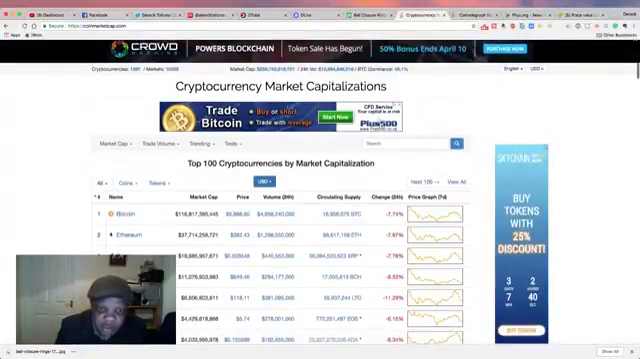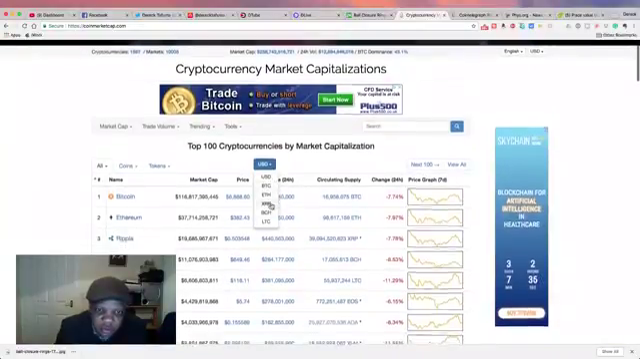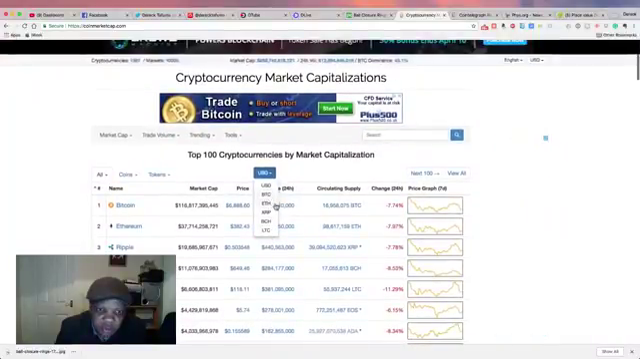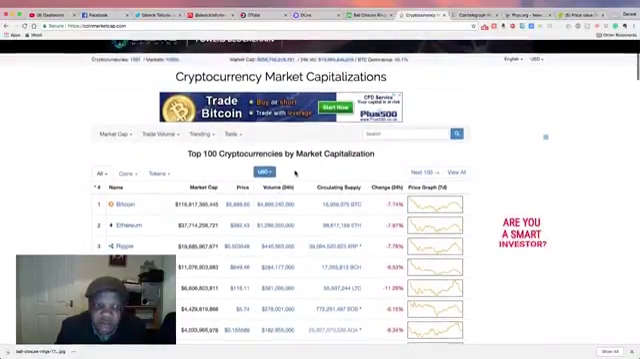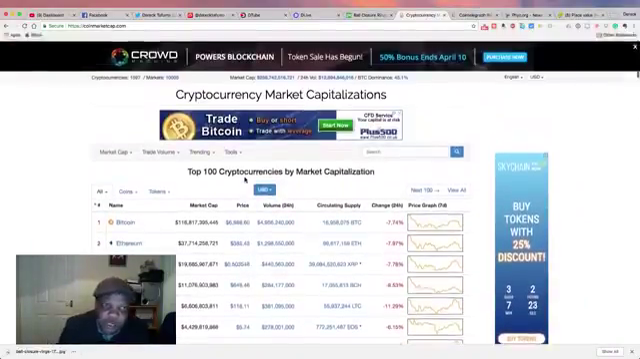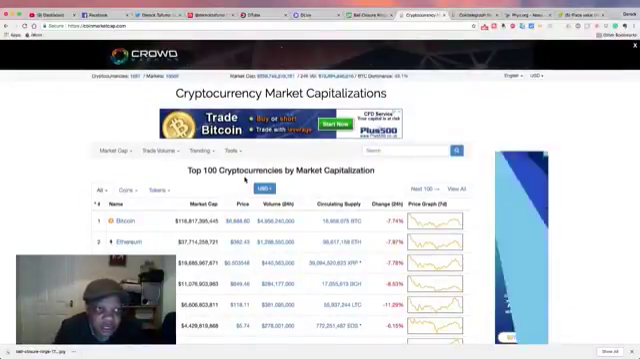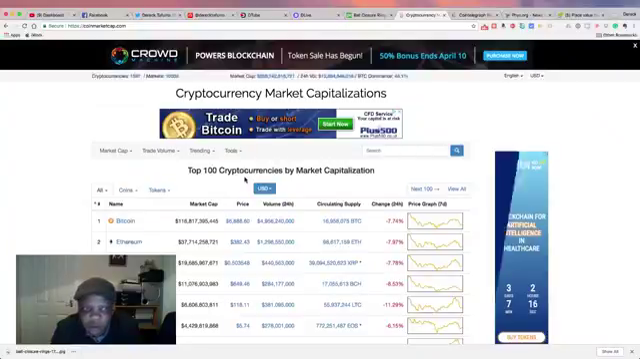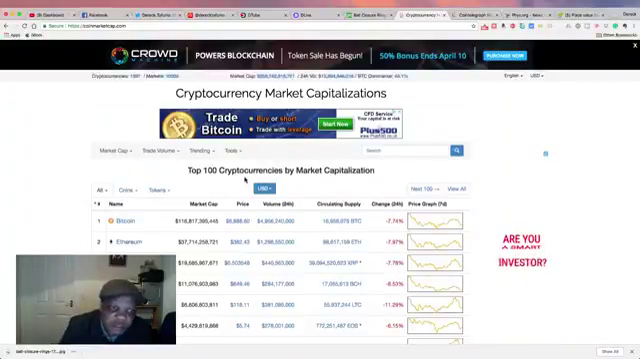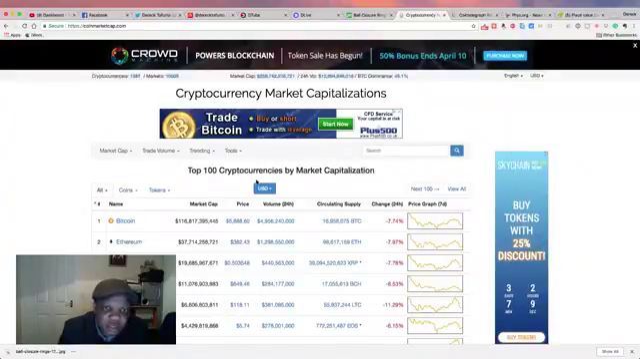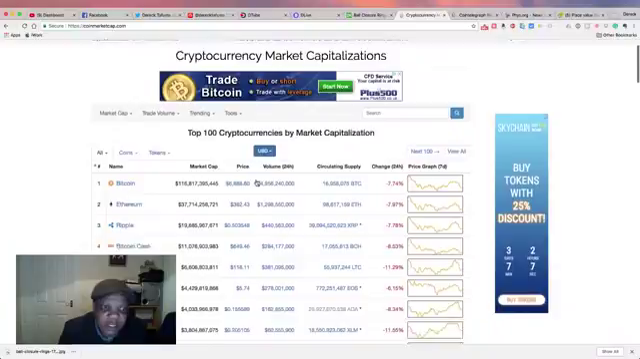Okay, I'm just going to change this currency. It looks like it's only in USD and Bitcoin, Ethereum, so I'm just going to leave it in US dollars. Okay, so I've got a website here called CoinMarketCap.com, and this is the place where you can find all of the cryptocurrencies, the coins and the tokens, all listed here.